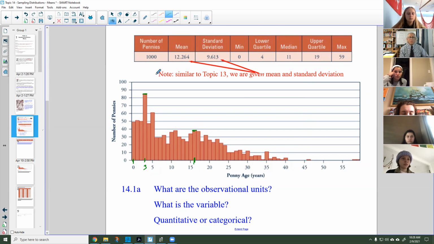So the 1,000 pennies had a mean of 12.264 and a standard deviation of 9.613. Okay, and then they also gave us a nice 5-number summary right here. The minimum was 0. The maximum was 59 years. The median was 11, not that far away from the mean, interestingly enough. Q1 was 4 and Q3 was 19.